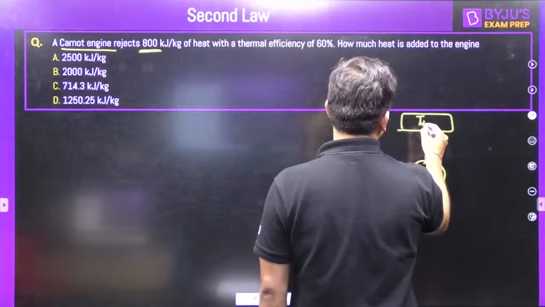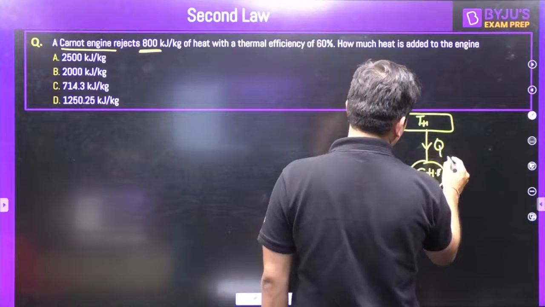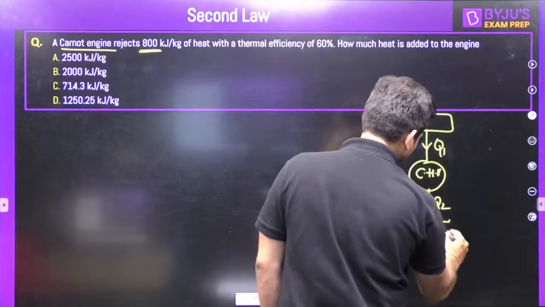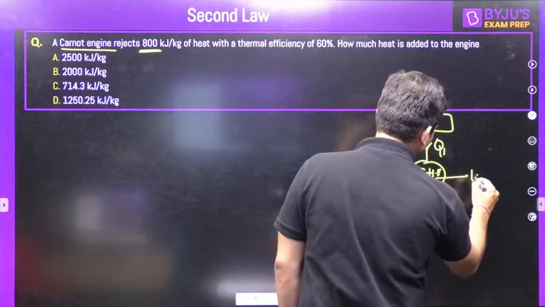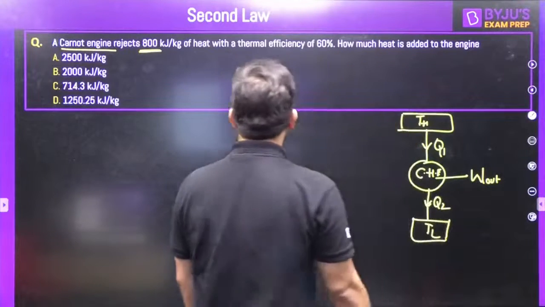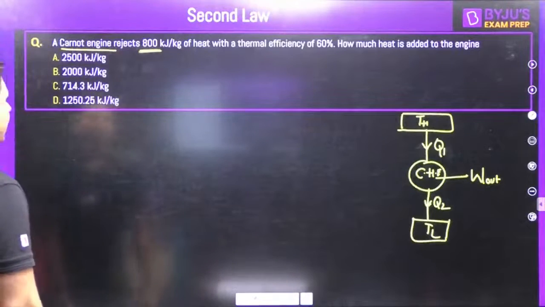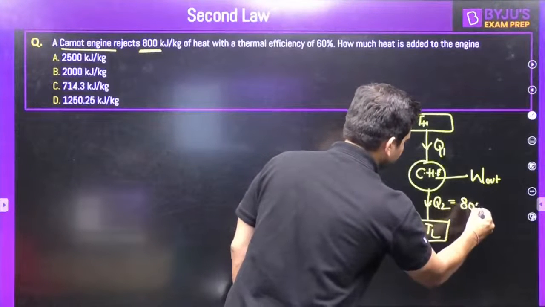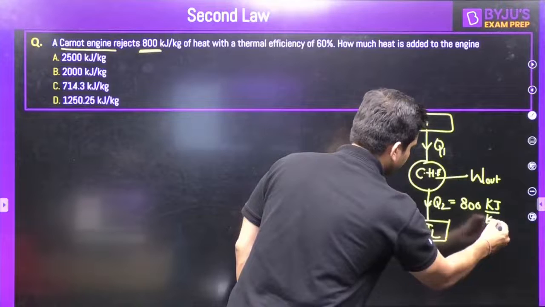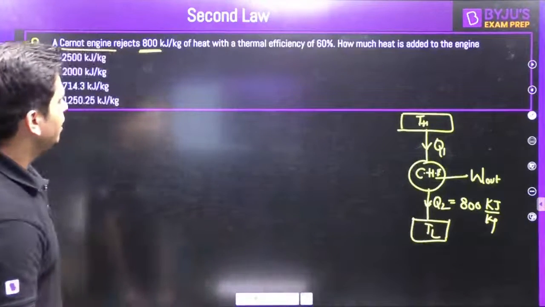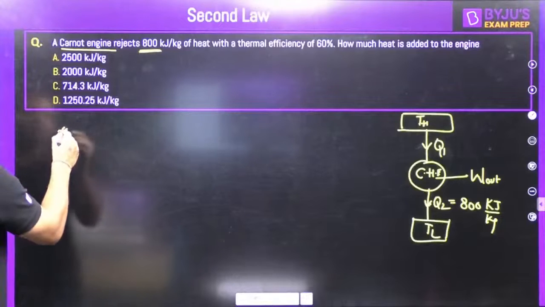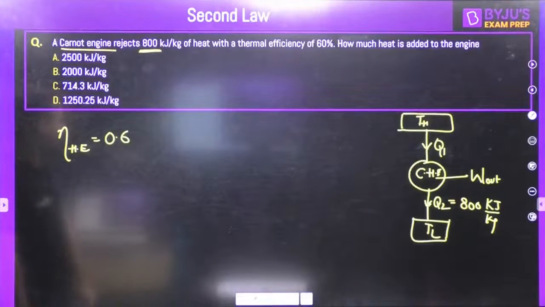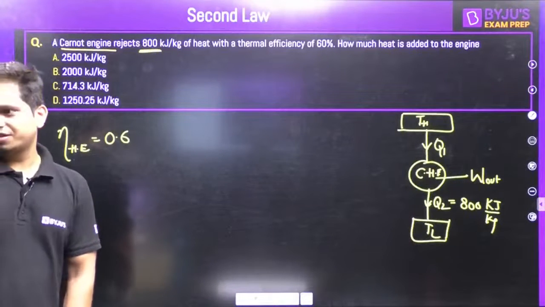T higher, Q1, Q2, T lower, work output. Now the heat that is rejected is 800 kilojoule per kg. So they are saying that the thermal efficiency is 0.6. Yeah, that is correct.